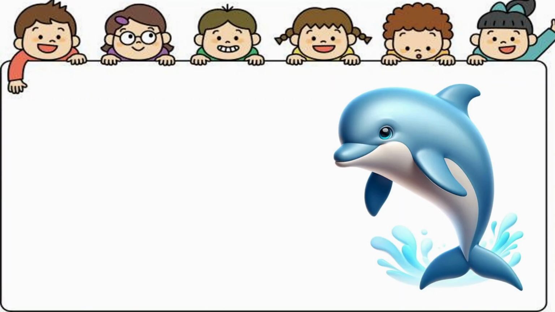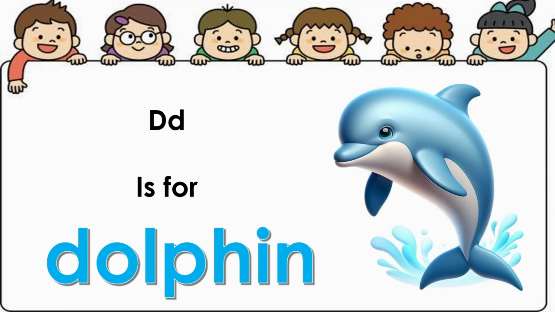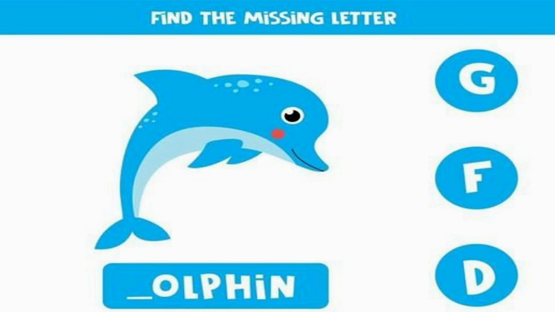Next we have dolphin. D is for dolphin. Dolphin swims in the water. Say with me, the dolphin. D is for dolphin. Now let's do an activity.